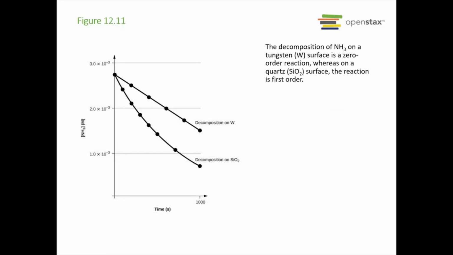And then this is just that graph again, but it's showing you how ammonia can be decomposed either on tungsten, which is zero order, or on a quartz surface, which is a first order reaction. But you can also get a good idea of the difference if you were to try to graph concentration versus time for a first order. Notice it's not a straight line. It may kind of look like it at first, but it is not.